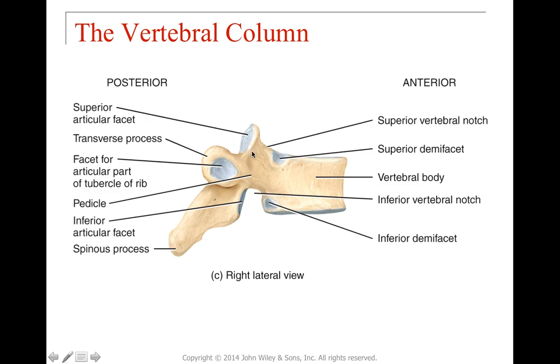Again, here's a superior articular facet. This is going to articulate with the vertebrae above. Then the inferior articular facet is going to articulate with the one below. Here's the facet for the rib itself, the transverse process, the spinous process.